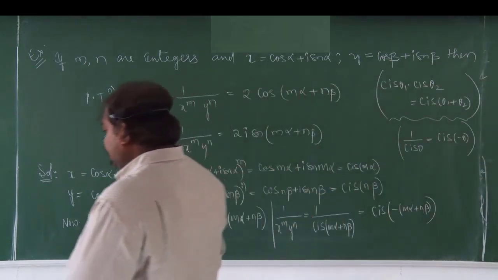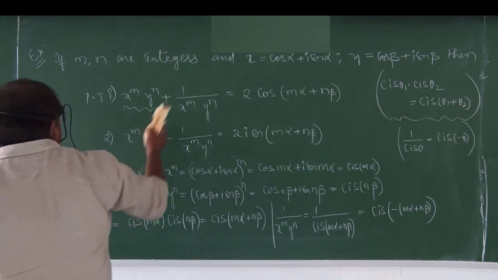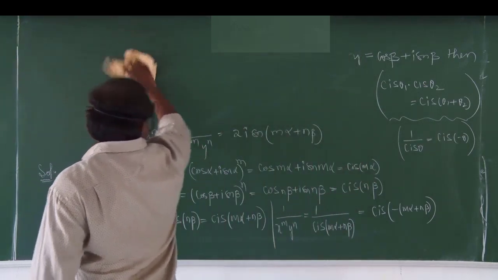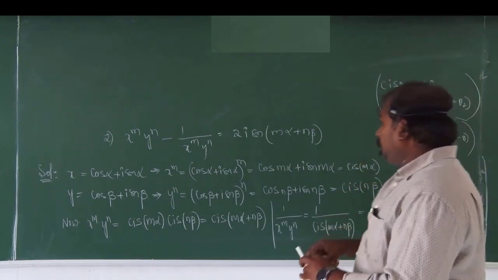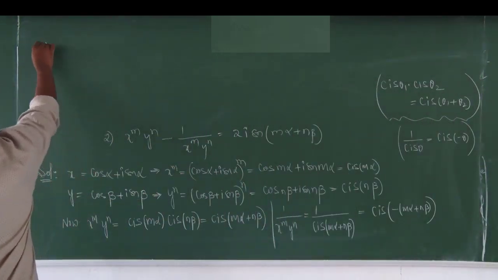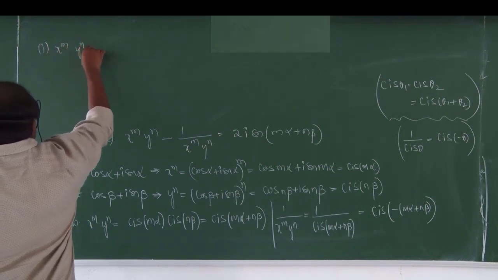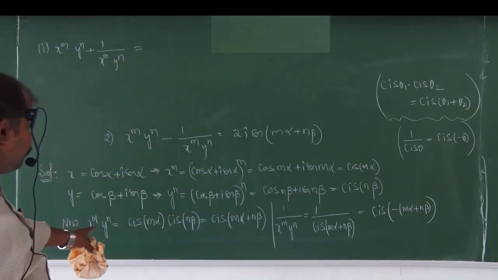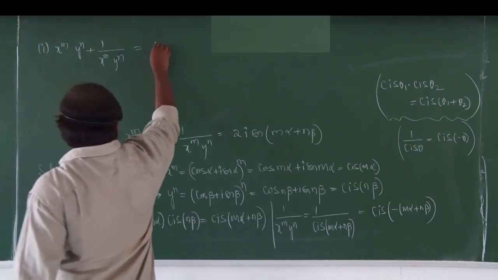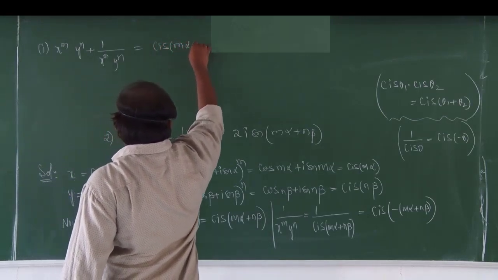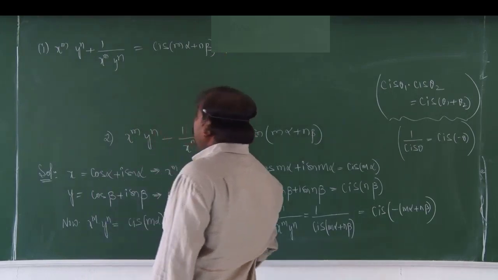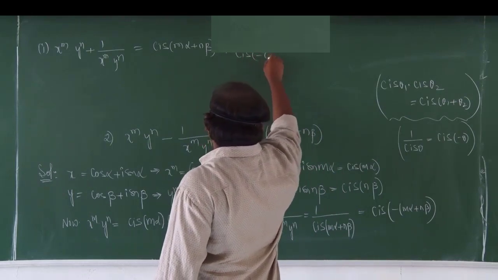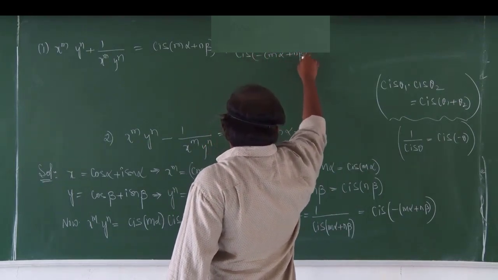What is our required result here? The first bit we have to find is x power m y power n plus 1 by x power m into y power n. This is equal to cis of m alpha plus n beta, plus 1 by x power m into y power n, whose value is cis of minus of m alpha plus n beta.